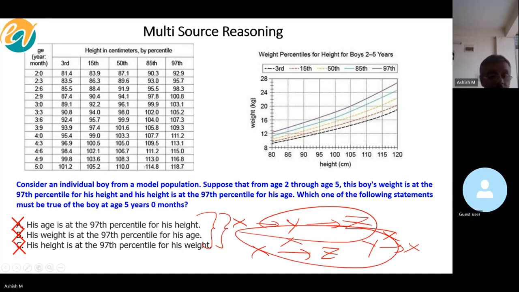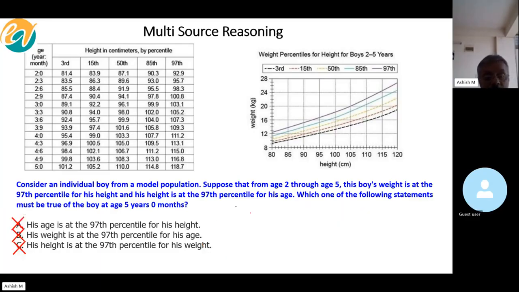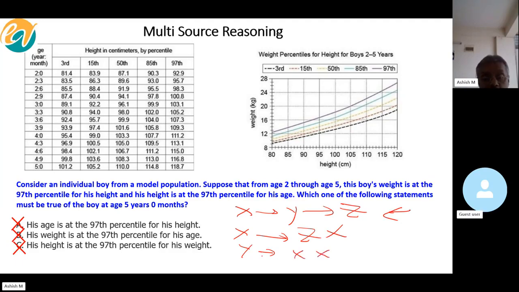All right. Are we clear, Shivan? This is very important. A very simple concept, as I said, reiterating so that it becomes clear. X is in the 97th percentile of Y. Y is in the 97th percentile of Z. If this is given to you, from this we can conclude nothing. We cannot conclude that X is in the 97th percentile of Z. We cannot conclude that Y is in the 97th percentile of X. We cannot conclude that Z is in the 97th percentile of Y. None of these can be concluded.